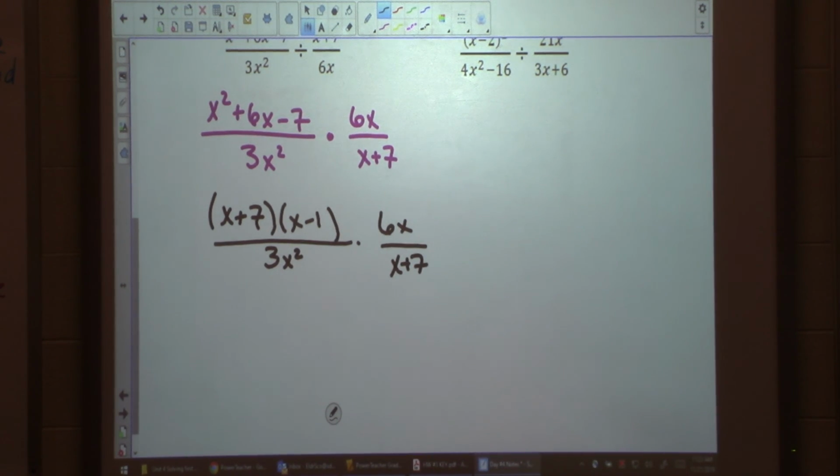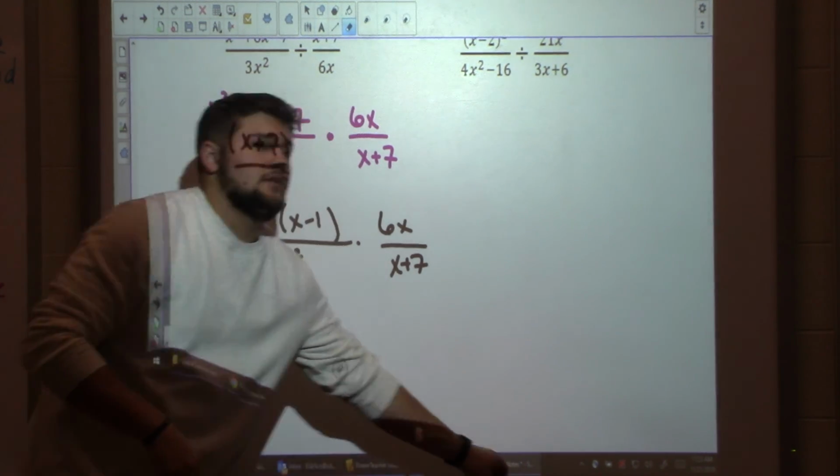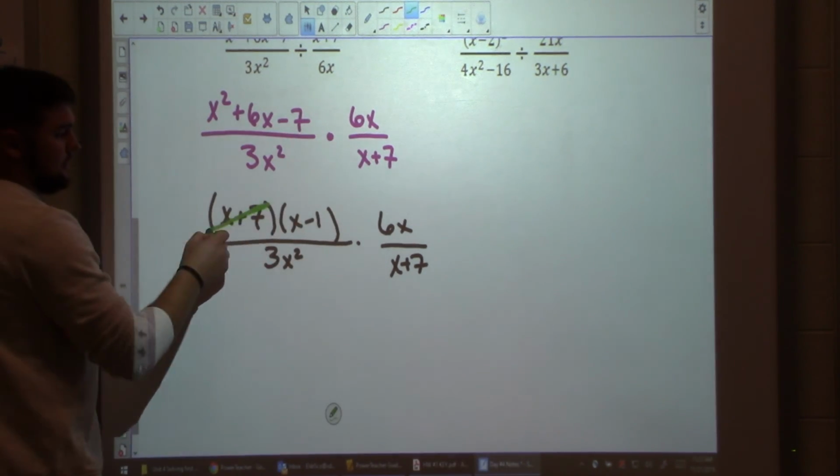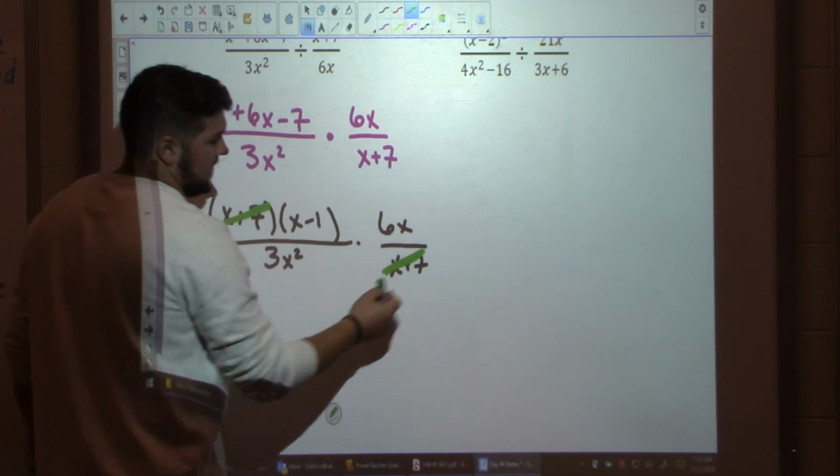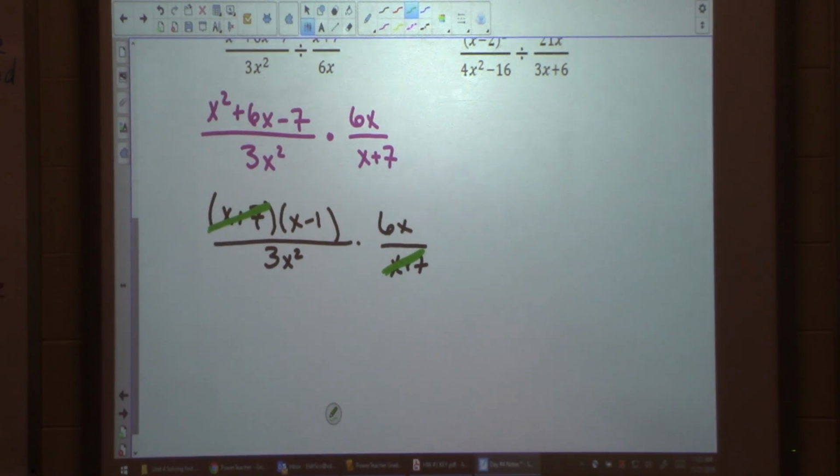So I did keep, change, flip. I multiplied by the reciprocal. Now I factored. Now I can simplify. x plus 7 cancels out. I have x plus 7 on top, x plus 7 on the bottom. They cancel. They both become 1s, remember? Is there anything else in the numerator and denominator that I can simplify?